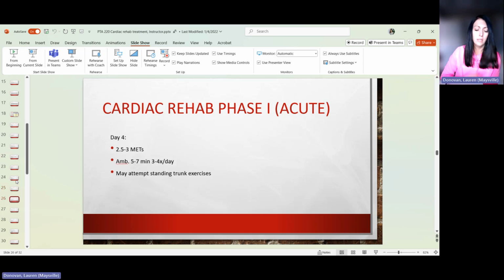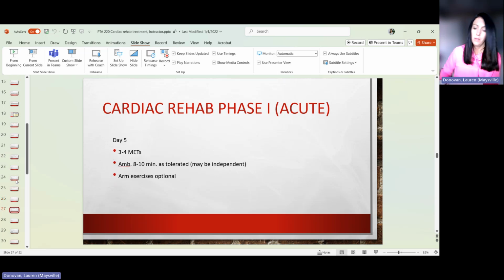Day 4 is going to be 2.5 to 3 minutes, and ambulation of 5 to 7 minutes, 3 to 4 times per day. Then by day 5, they could perform 3 to 4 minutes. Ambulation of 8 to 10 minutes is tolerated, and they could be independently performing this at this time.